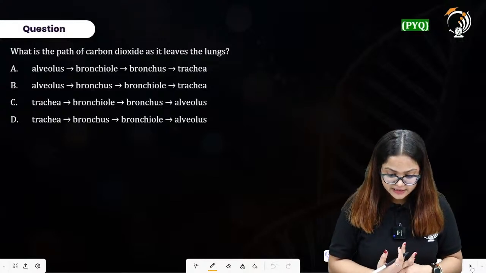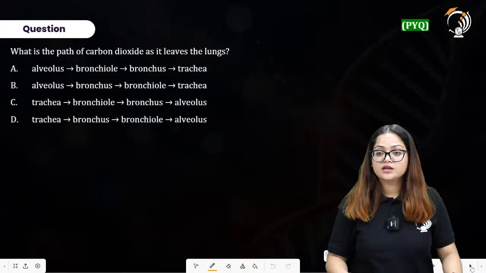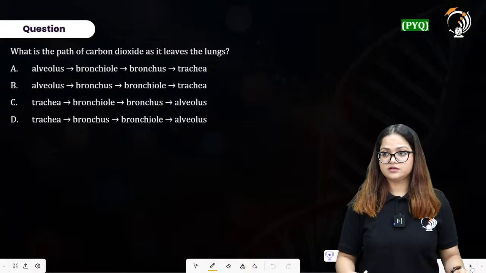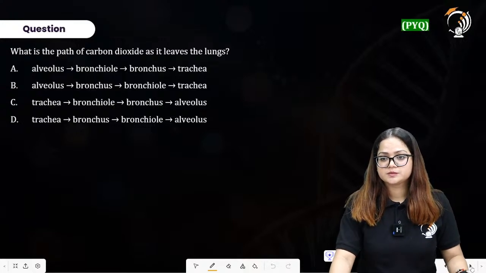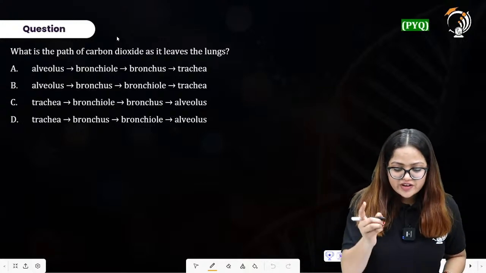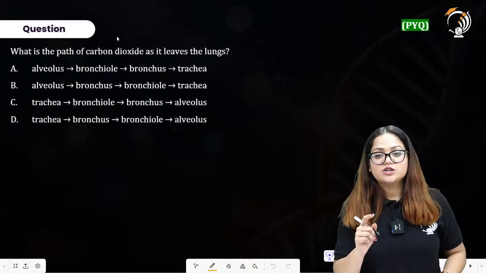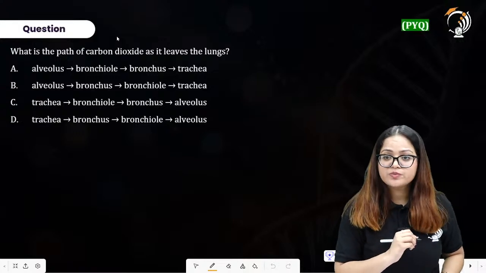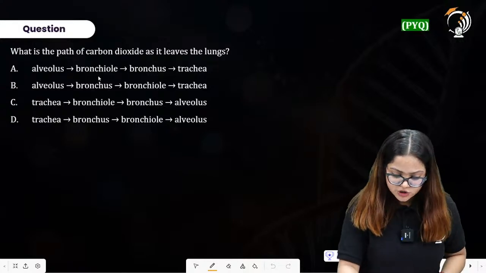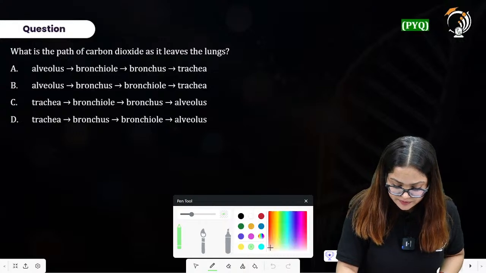Yes, you can tell. Alright, anyone? Alright. So what is the path of carbon dioxide as it leaves the lungs? Sheetha has answered that A is the correct option. Let us check whether it is true or not.